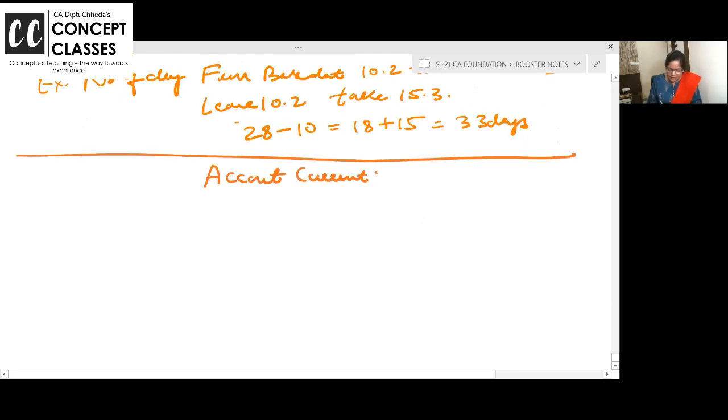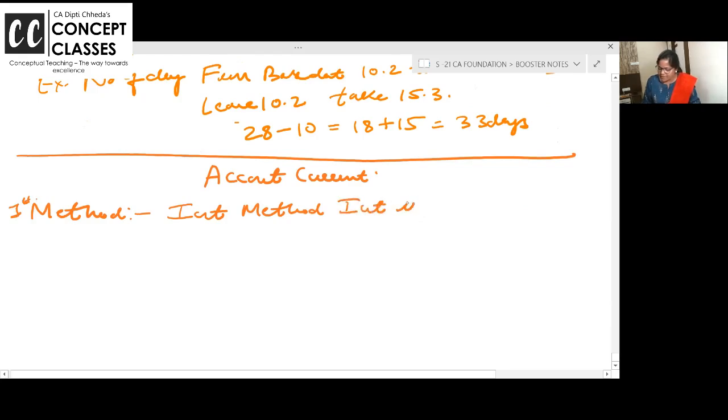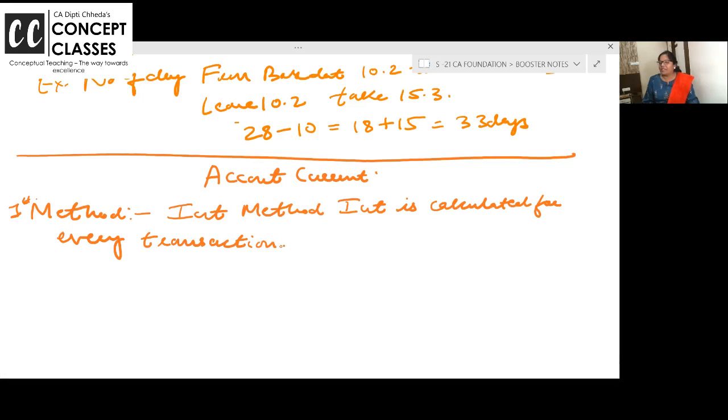Account current, we have learned first method. Same. Interest method. You know, it's a running account. So interest method, first method. Interest method: interest is calculated for every transaction.